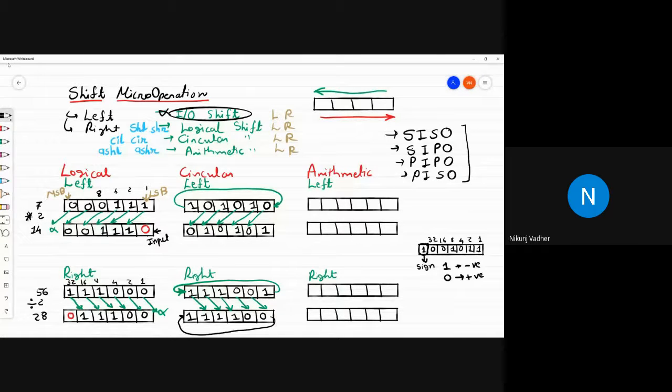Now here arithmetic shift left and arithmetic shift right will create a problem in shifting the digits. Why? Because the most significant bit represents the sign. So let's understand how this will work.